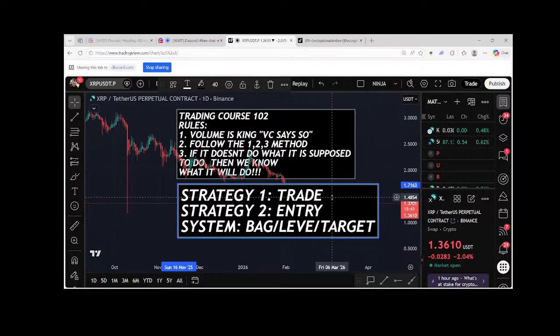What size bag? How much is my leverage? What's my multiplier? How many trades do I do? What's my target? Where's my profit at? How do I get my entry? How to understand setting up the greediest entry, right?